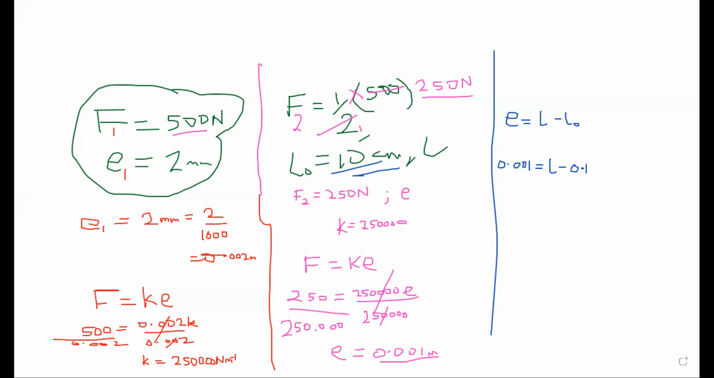So they are asking for the new length. That means what you are going to do is to make L the subject. So we are going to have 0.001 equals L minus 0.1. Because it's negative this side, we remove it and take it to the other side, it becomes positive, so we get 0.001 plus 0.1 is equal to L. Therefore, our length L will be equal to 0.101 meters. So our new length will be 0.101 meters.